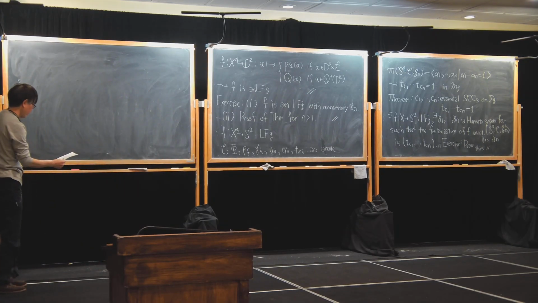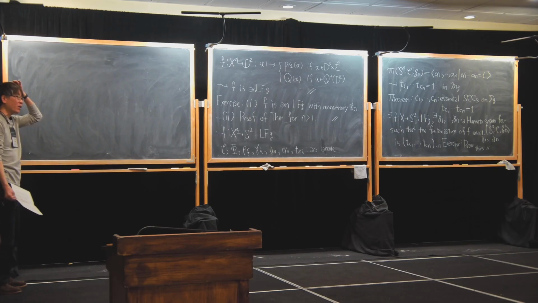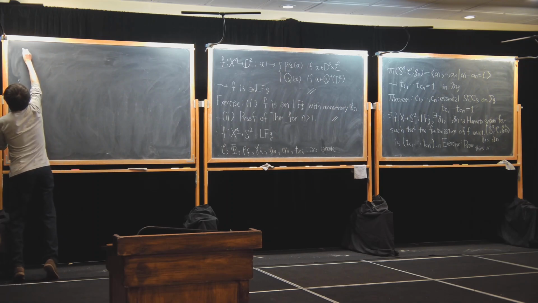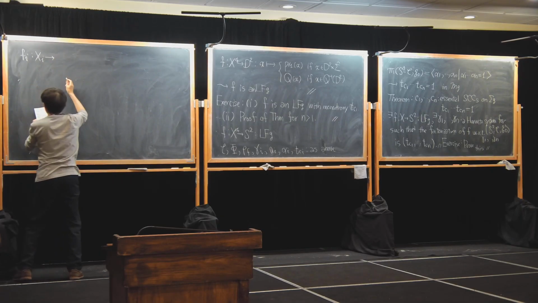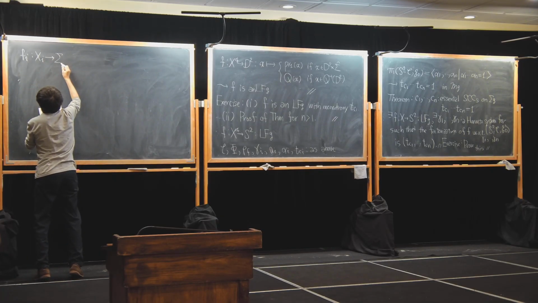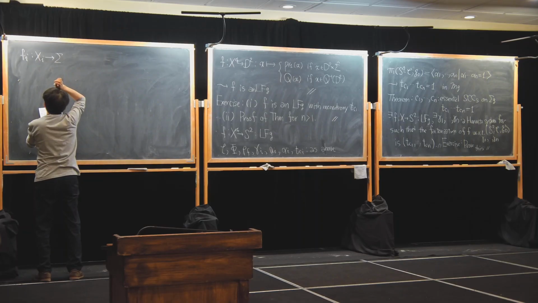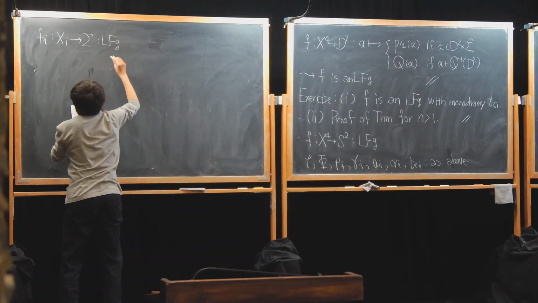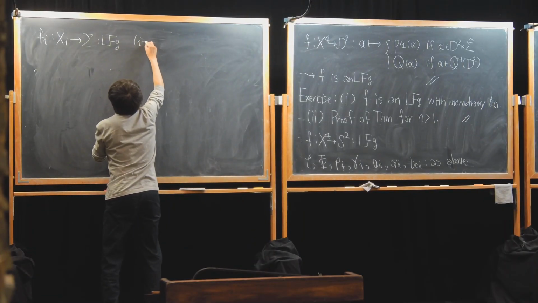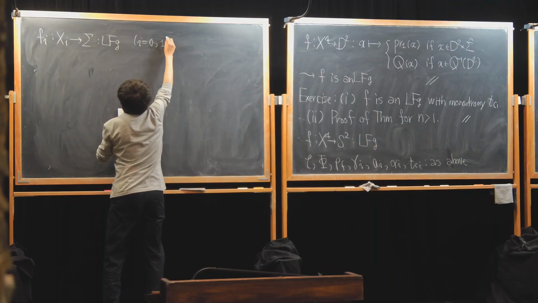So next, I'd like to briefly review the classification theorem of Lefschetz fibrations over, in particular, S2. So let F_i be a Lefschetz fibration over Sigma. So Sigma is a compact surface. So this is a Lefschetz fibration, where i is 0 or 1.